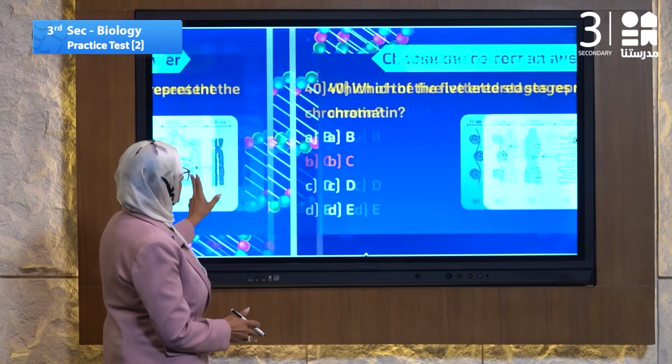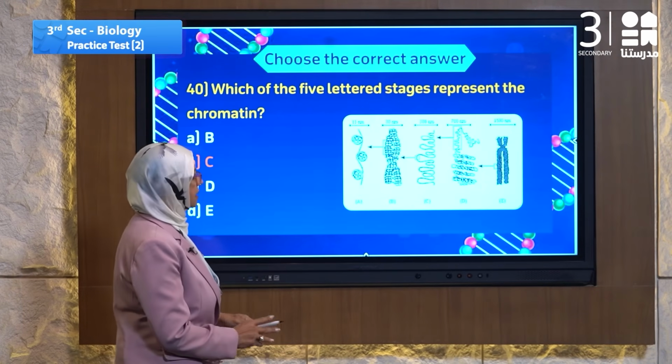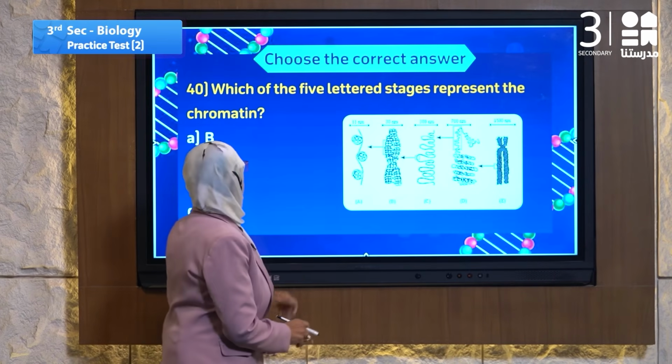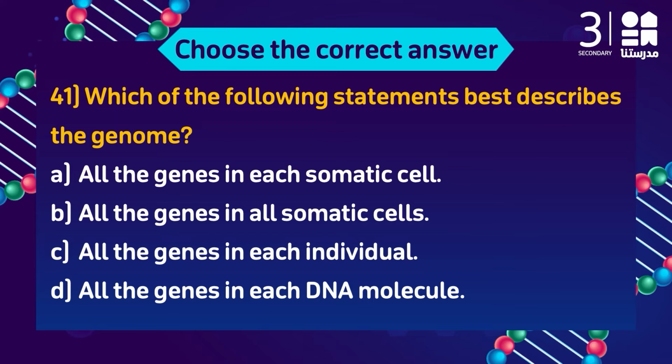We find the answer B. Chromatin is number C. Let's go to 41. Which of the following statements best describes the genome?